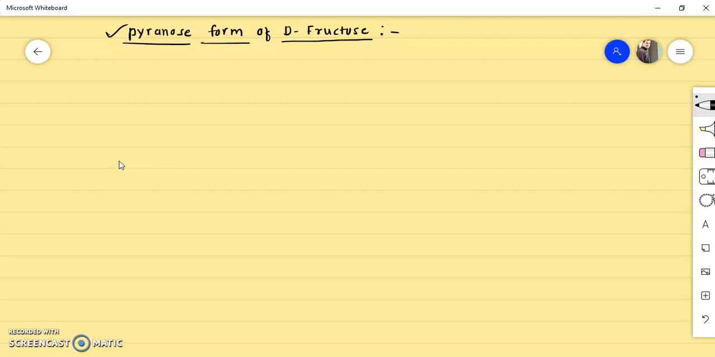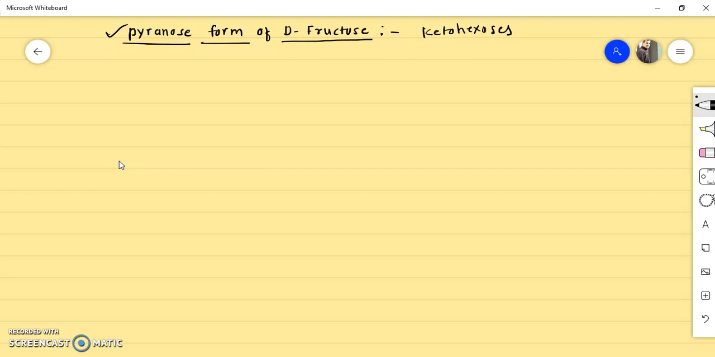Now you know D-fructose is in the class of ketohexoses, right? Ketohexoses means it has a keto group, C double bond O group, and hexoses indicates that there are 6 carbon atoms. So first of all, to draw the ring structure of ketohexoses, we need to remember the structure of D-fructose.